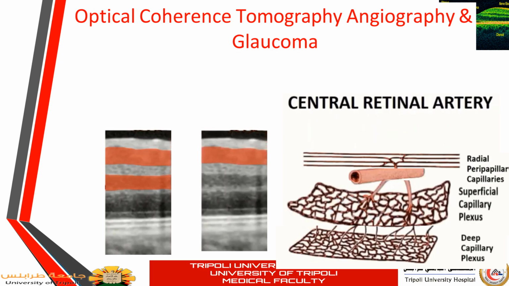And the choroidal circulation is mainly supplied from the long posterior ciliary arteries. Another point is that in about 20 to 25 to 30% of people, there is an extra supply of the macula from the ciliary circulation.